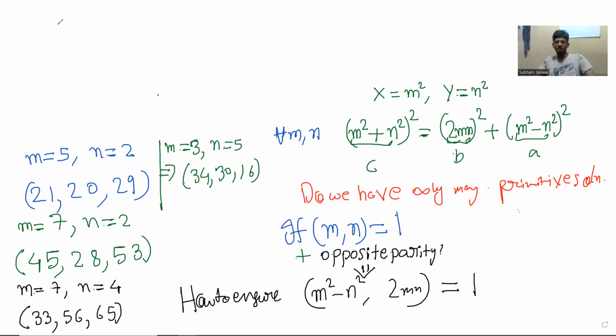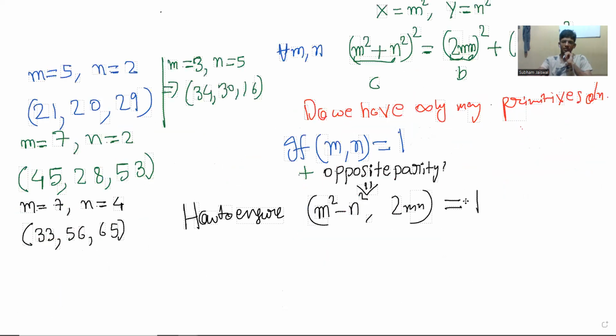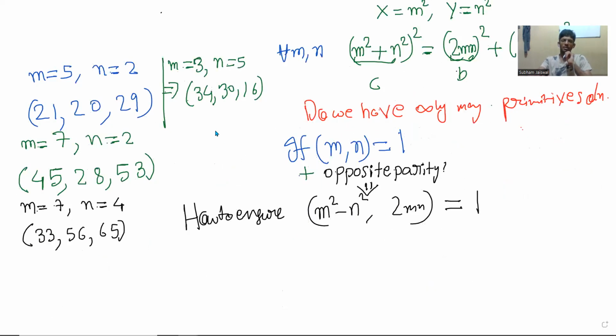Yes, right. That should be enough. How? Why is that enough? Since A and B will be odd and even, there'll be no common factor at all. No, just odd and even doesn't mean that there is no common factor. That is not true. Okay.